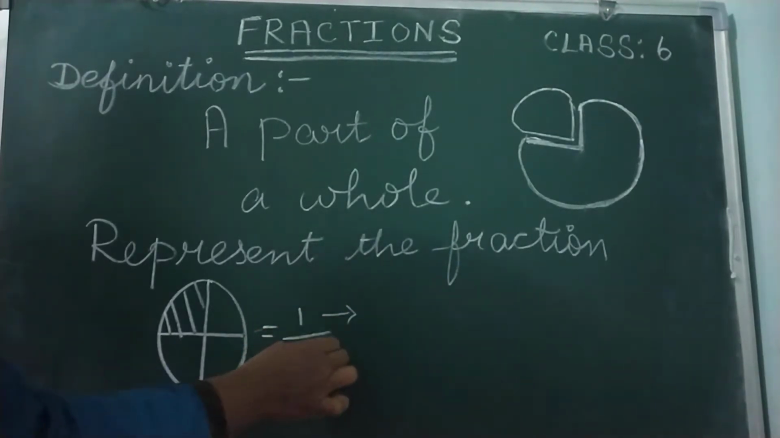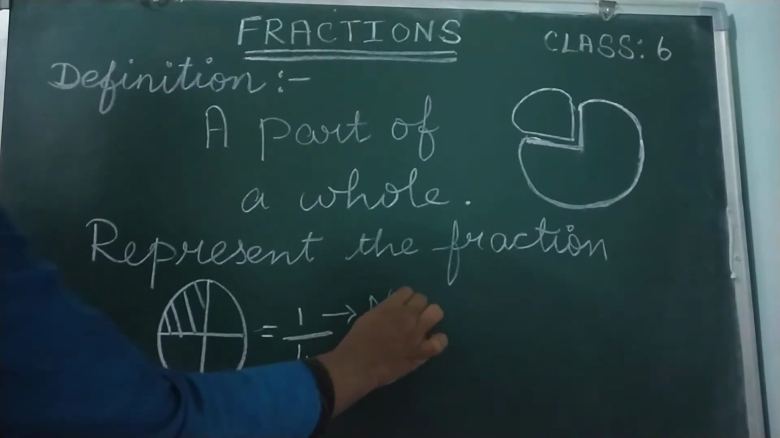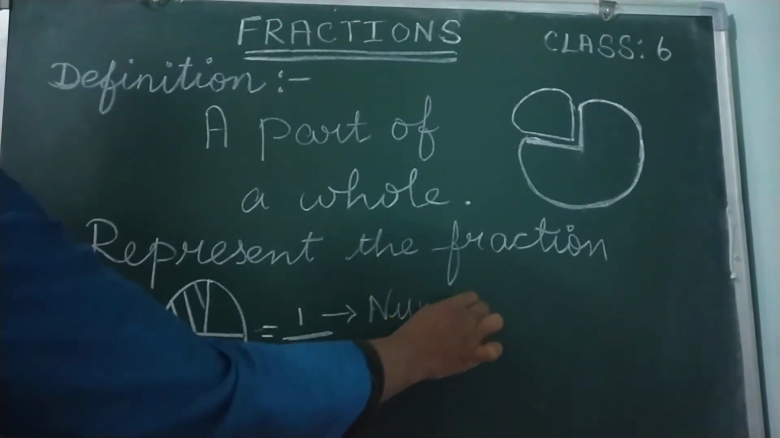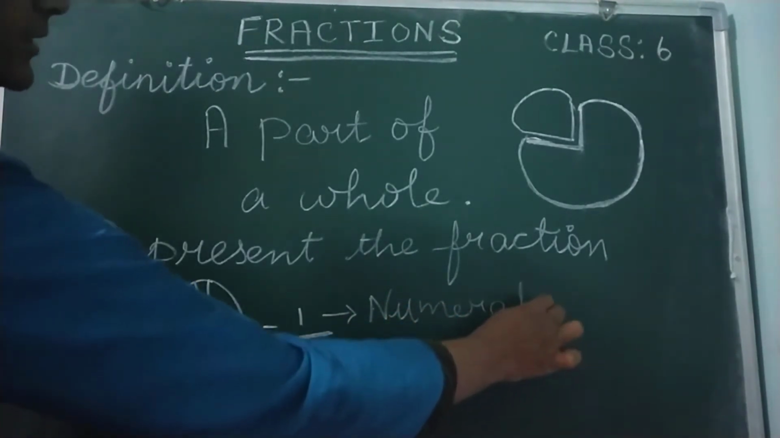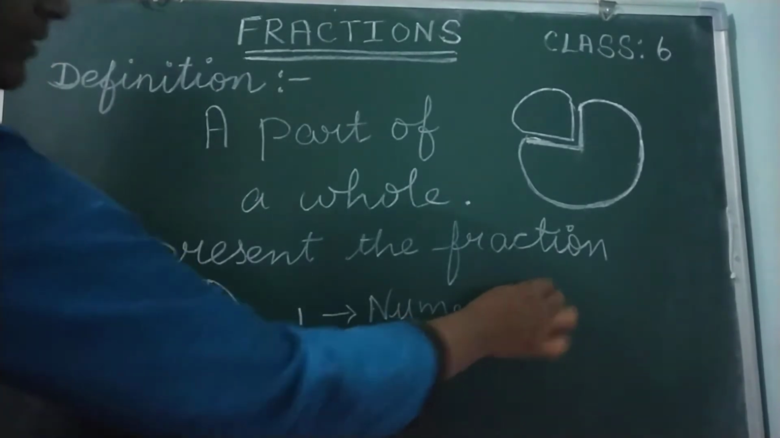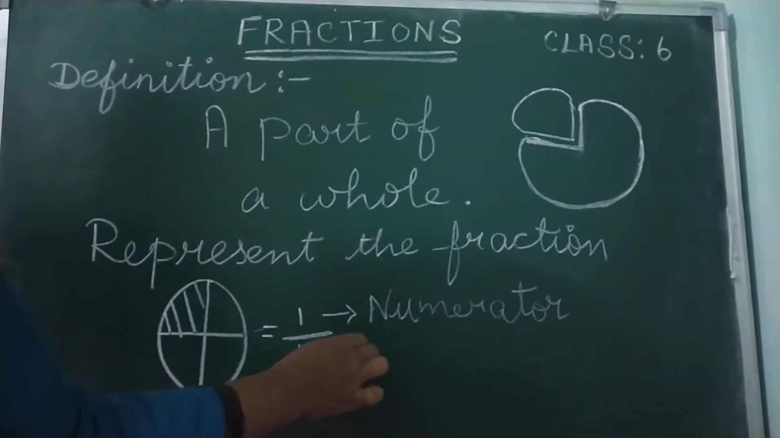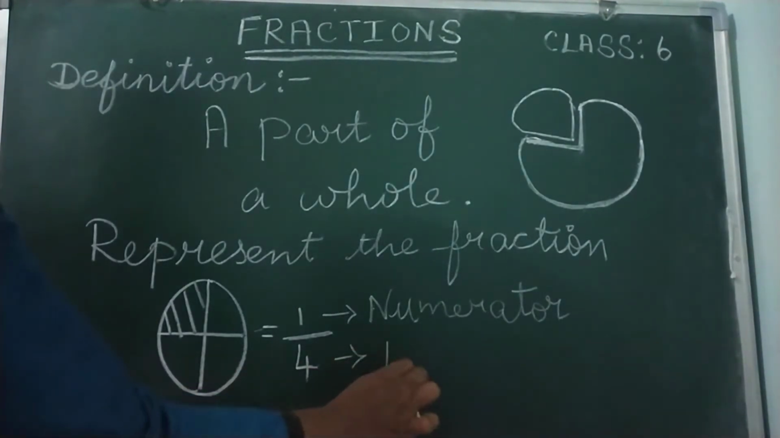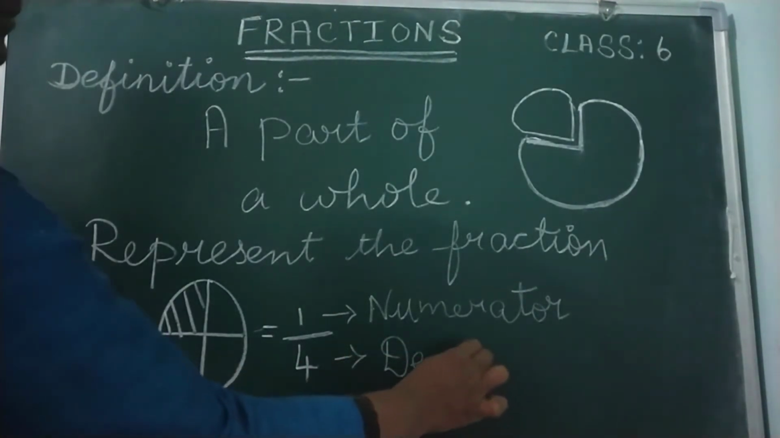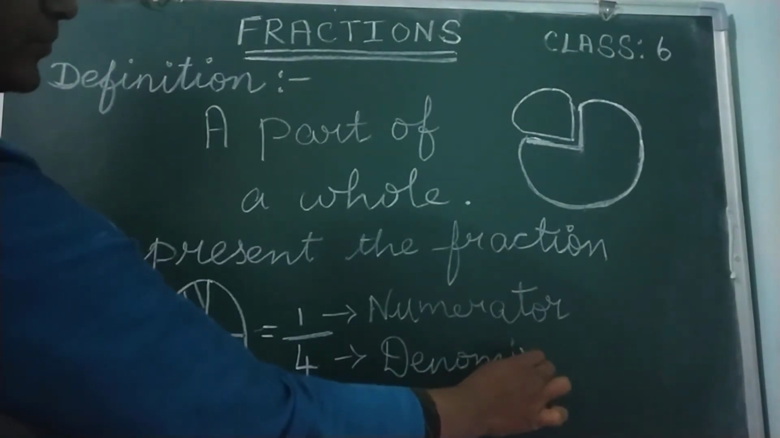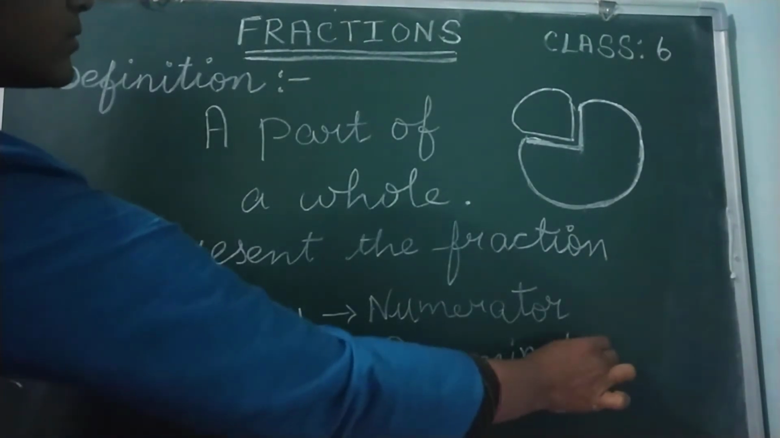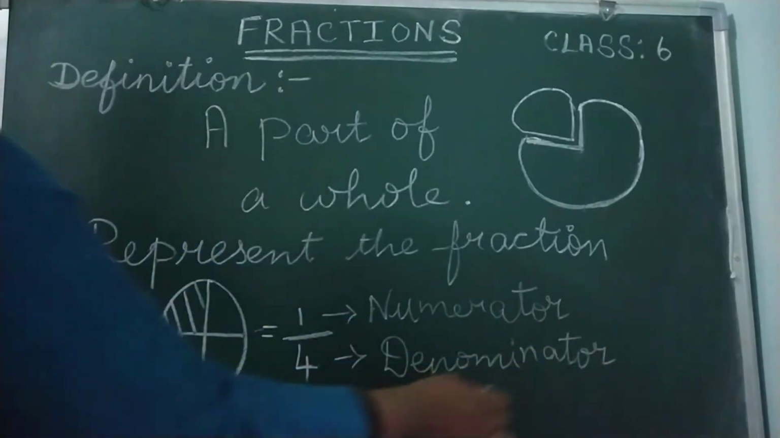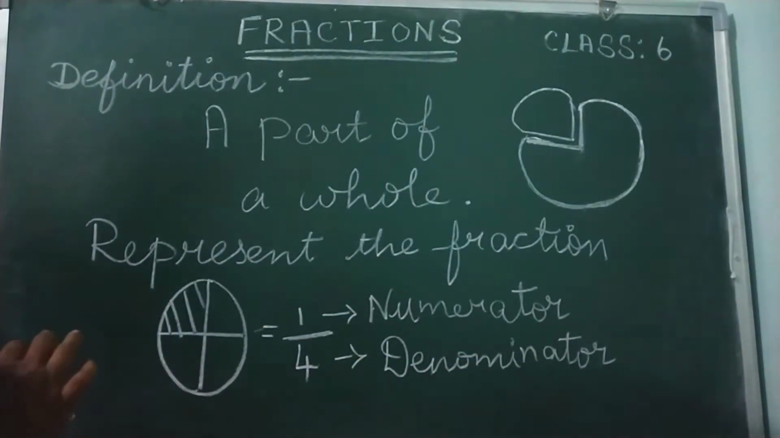So this is called the dividing line. Above the dividing line, that is called numerator. Below the dividing line, number 4 is there, no? That is called denominator. Okay, I hope this is clear.